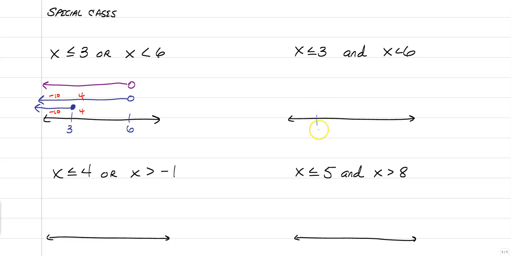Let's talk about an and statement that goes in the same direction now. So we got the same 3 and 6. X has to be less than or equal to 3, and x has to be less than 6. So, an and statement, sausage and pepperoni, we need both to be satisfied. So we'll talk about negative 10. Is negative 10 true for this one? Yep. Is negative 10 true for this one? Yep. How about 4? Is 4 true for this one? No, it's not.